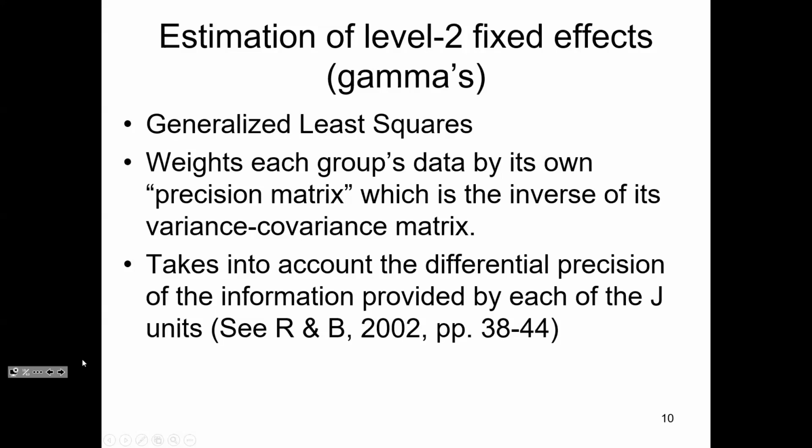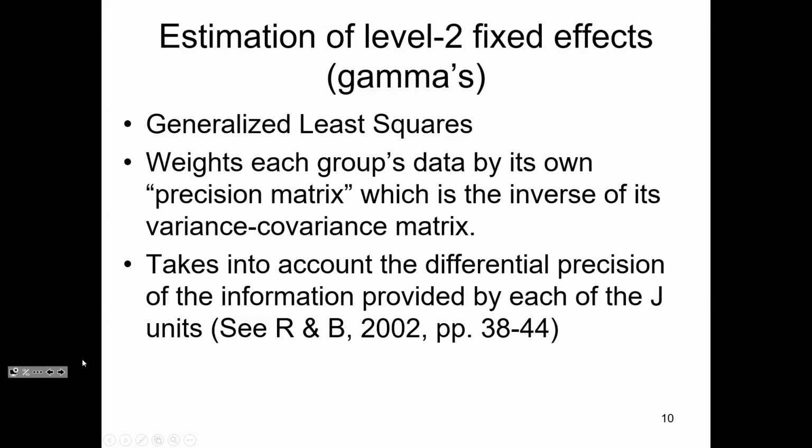And the other option would be like, well, I could just disregard the schools, but that doesn't make sense. It's a multi-level model, right? So generalized least squares is actually going to weight each group's data by this precision matrix, which is really going to be a function of the cluster size.